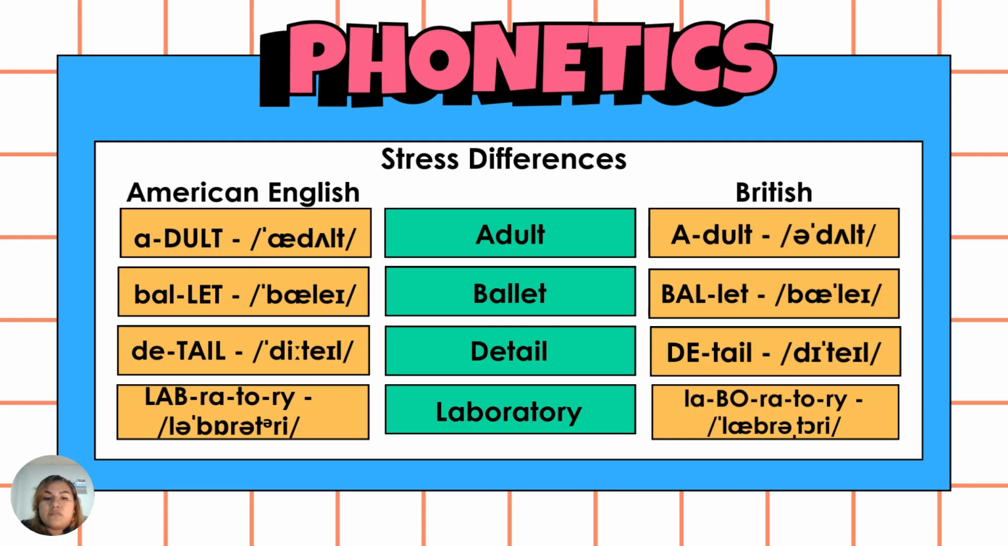In the stress difference, word stress: words like adult in American English, the stress is on the end of the word, like adult. In British it is on the first syllable. The stress changes. The words like ballet, detail, and laboratory also have different stress in America and in British. The stress of the words changes.